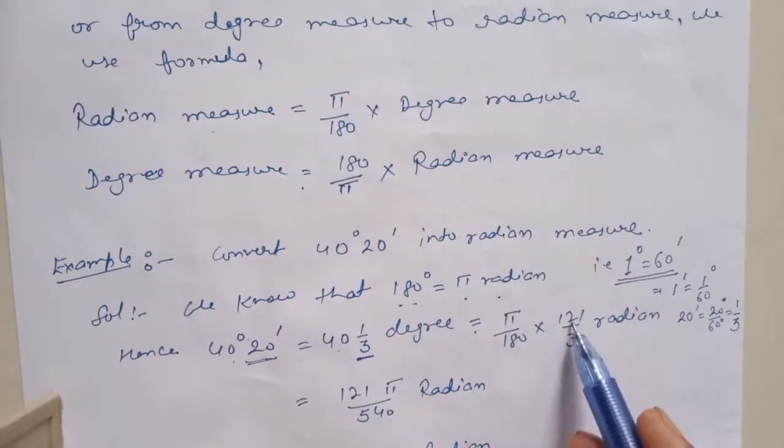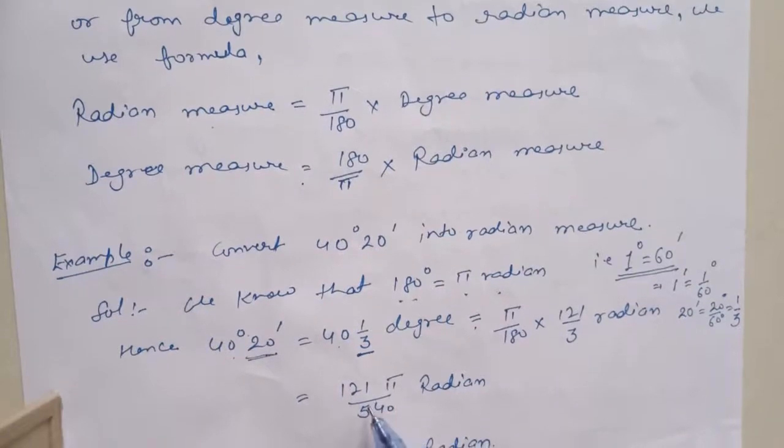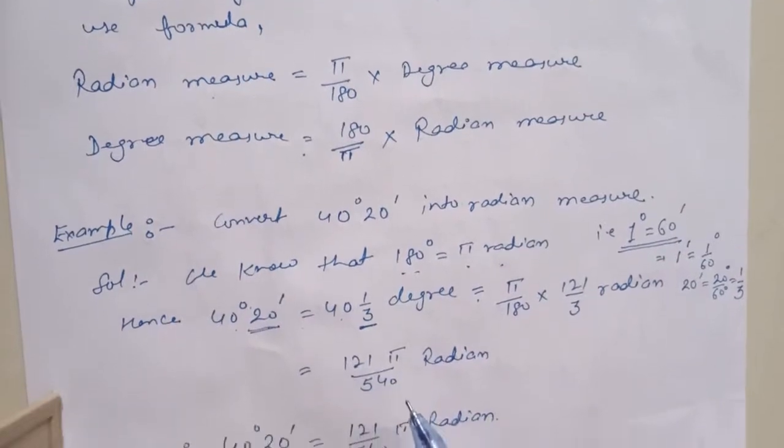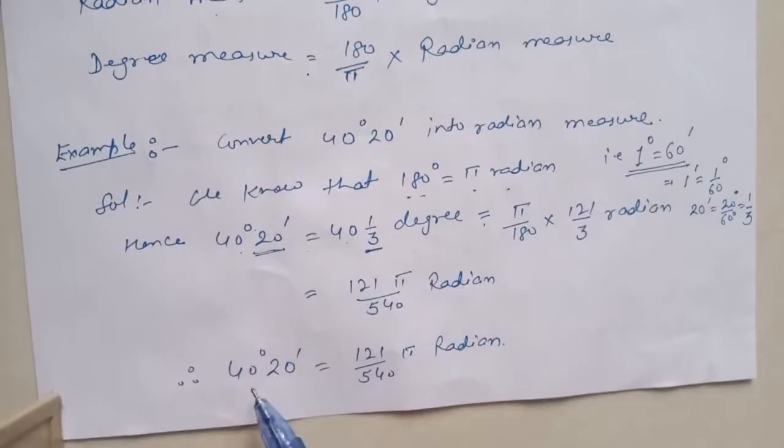Now 121 into pi upon 180 into 3, that is 540. Therefore the answer will be 121 pi upon 540 radian. Therefore 40 degree 20 minute is equal to 121 pi upon 540 radian.